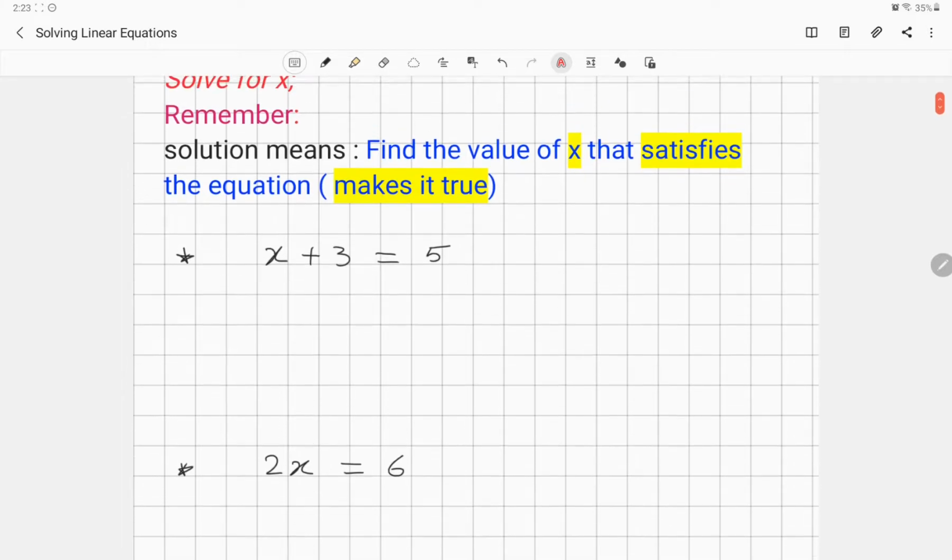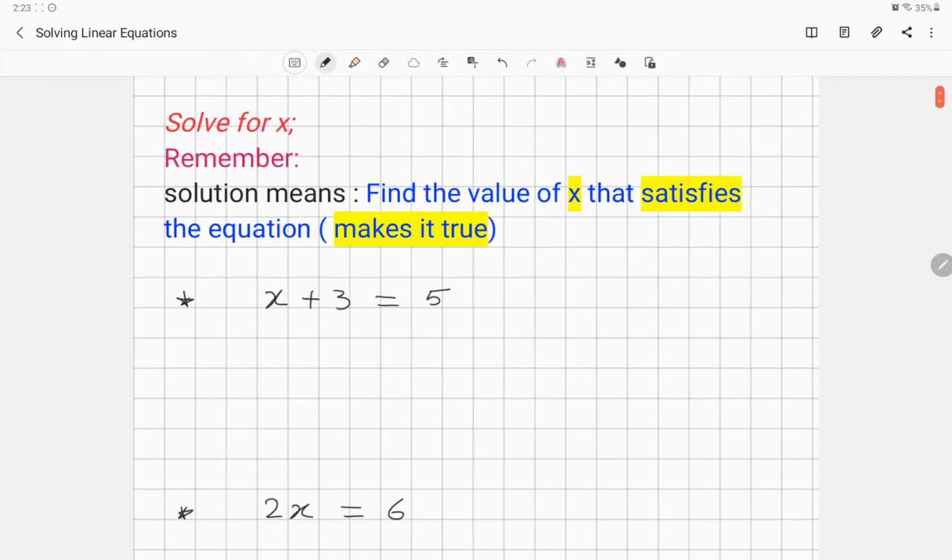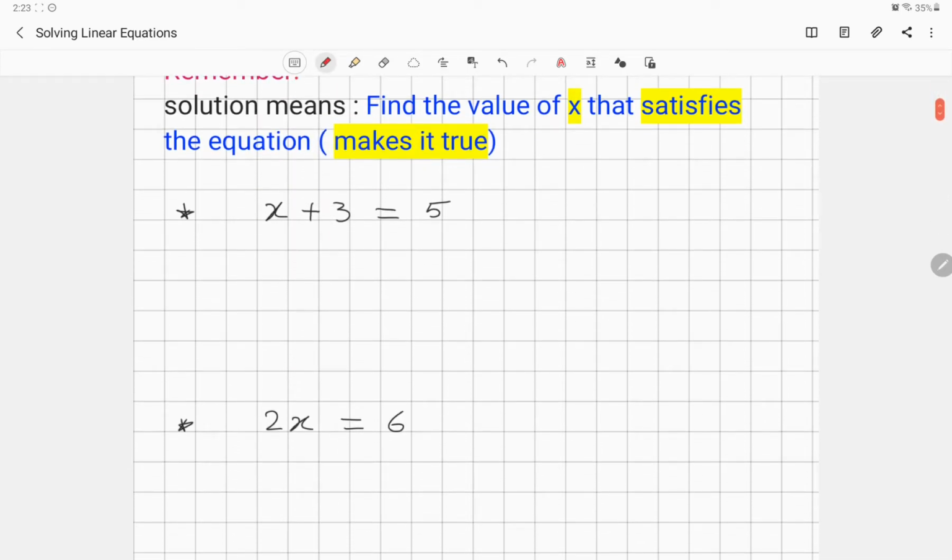Now, how am I gonna do this? We may have more than one type of equations. A simple type will be like x plus 3 equals 5. How am I gonna solve this? Solving for x means isolate x, makes it alone, which means I have to get rid of the 3. How do I get rid of the 3? How do I remove it?